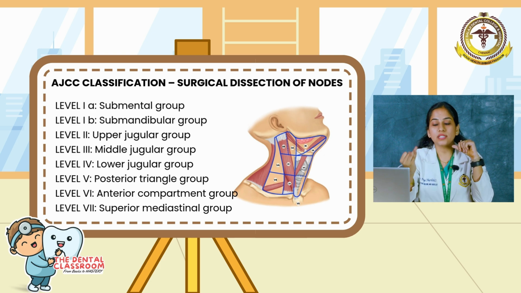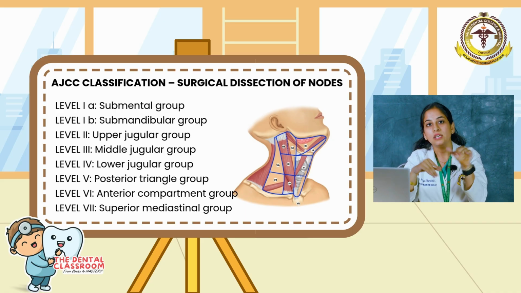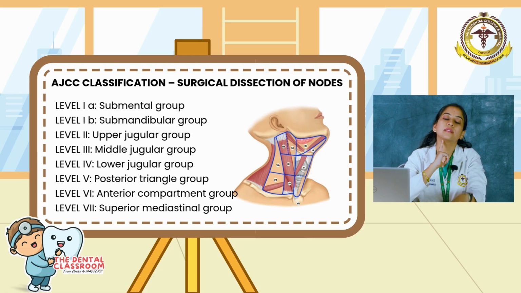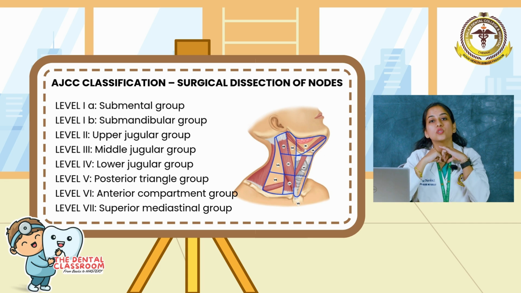Levels 2, 3, 4 will consist of the jugular component. That is, level 2 will be upper jugular, level 3 will be the middle jugular, and level 4 will be the lower jugular. So we have concentrated on level 1, level 2, level 3 and level 4. Then we go on to level 5, which is the posterior triangle group, behind the ear. Level 6 will be the anterior compartment, which is below the neck region, and the last one is level 7, which is the superior mediastinal group. Again, we will have a discussion on this.